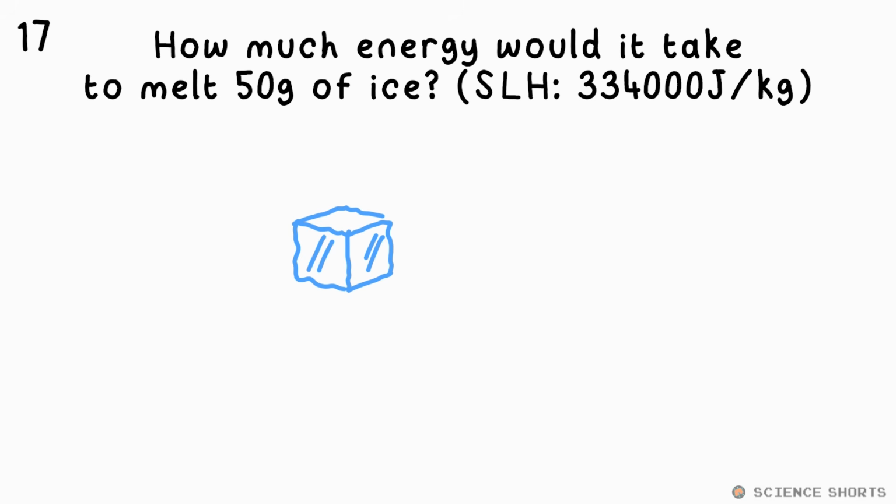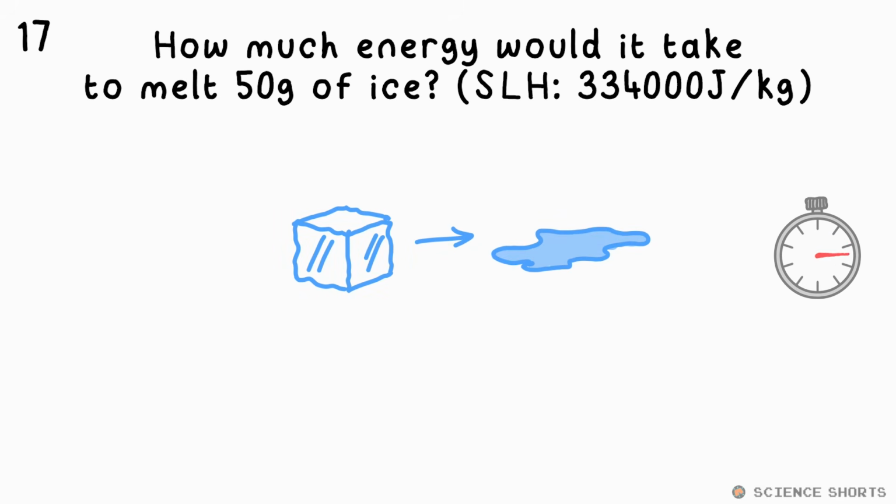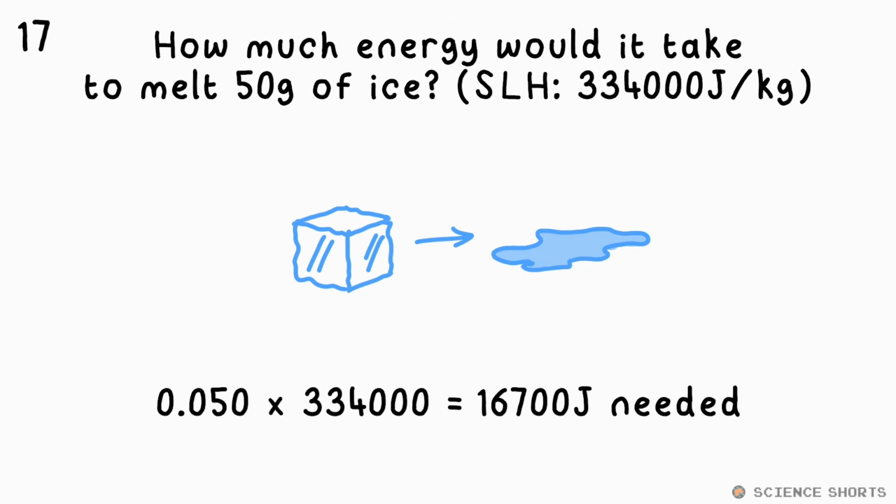Question 17, how much energy would it take to melt 50 grams of ice? We use the specific latent heat equation. E or delta E equals ml. Energy or heat equals mass in kilograms times the specific latent heat. So that's 0.05 kilograms times 334,000 joules per kilogram. That means we need 16,700 joules of energy to do this.